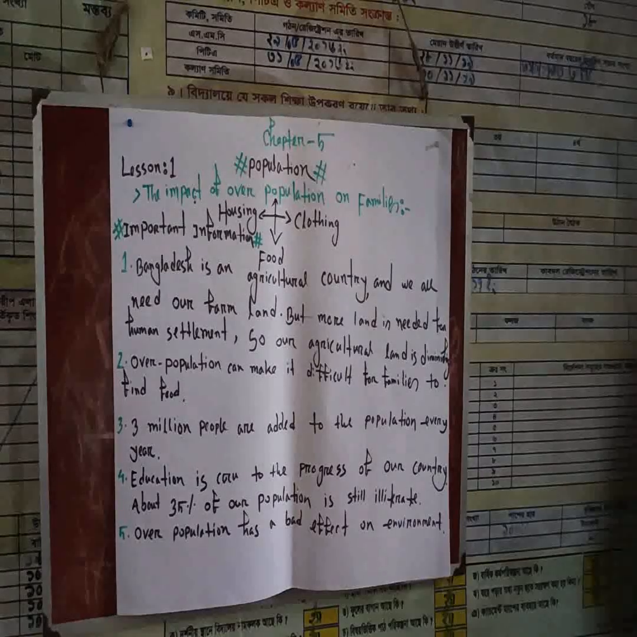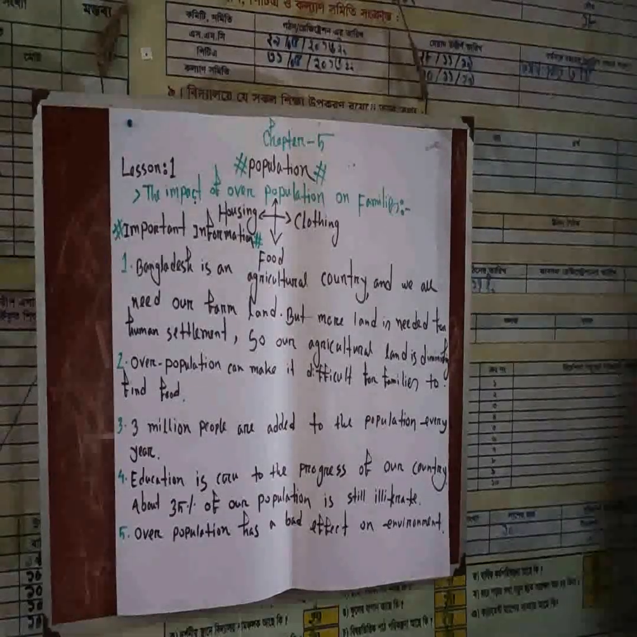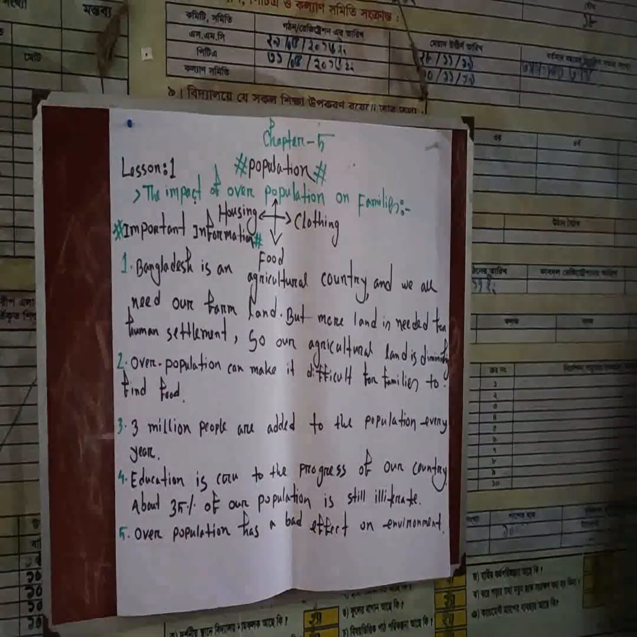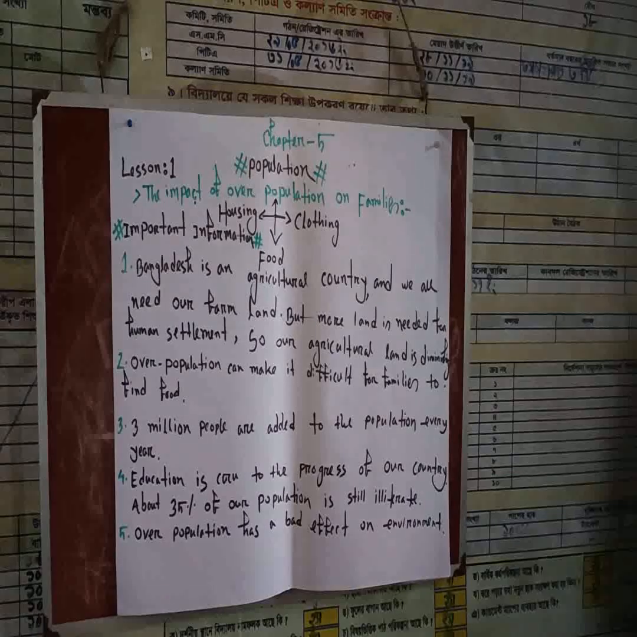Dear students, especially, you have to be very helpful to these poor people outside of your home. And apart from this, in this chapter you will learn some important information. Bangladesh is an agricultural country and we all need our farmland, but more land is needed for human settlement. So our agricultural land is diminishing.